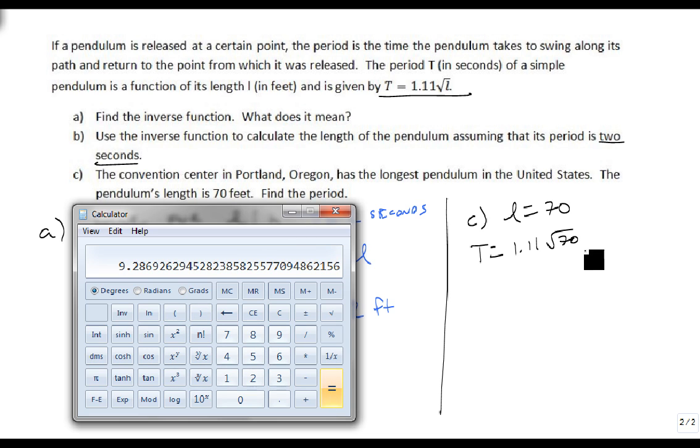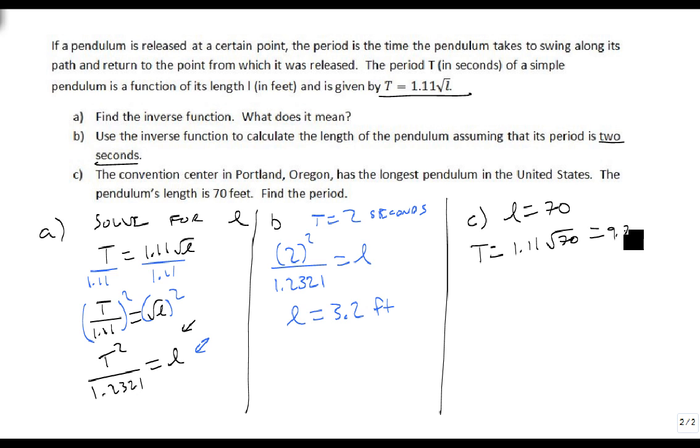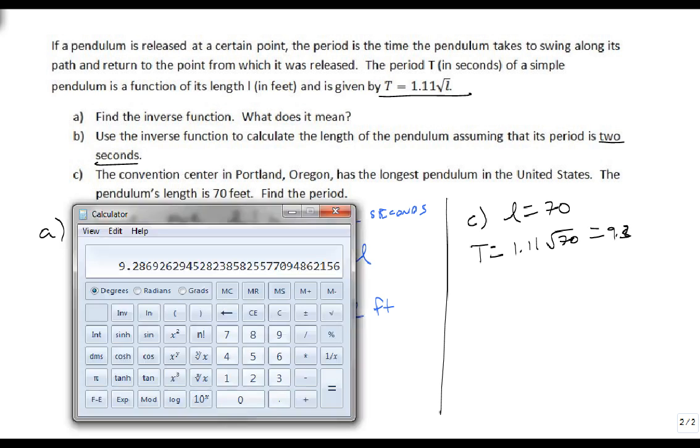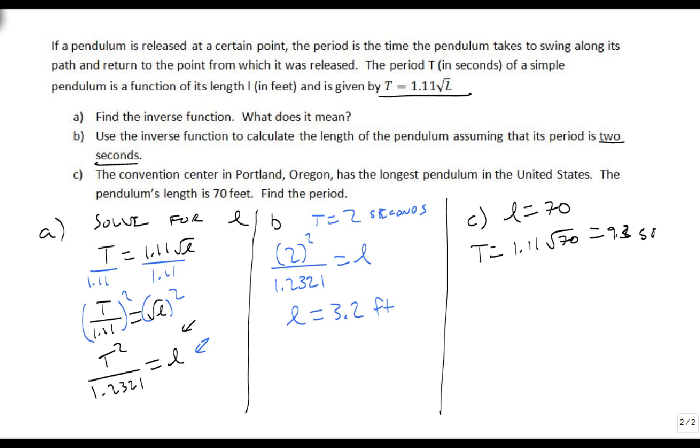Hit equals, and it tells me that it has a period of 9.3, going to one decimal place again, 9.3 seconds. So by plugging it into my calculator and using the correct one, I can find the other one. And so that's one example of how inverses are useful. They allow us to work things both directions.